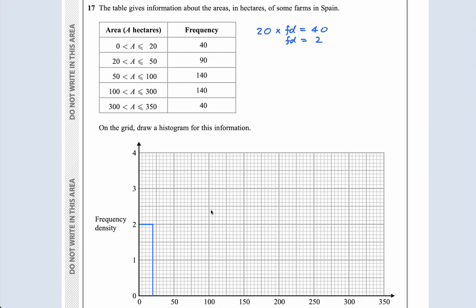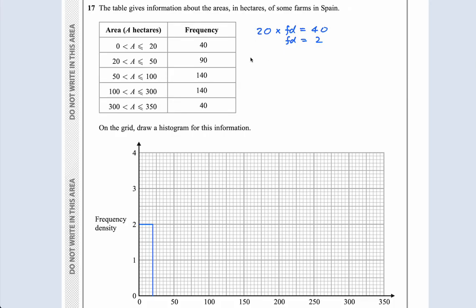And that's the first bar, because I want to go from 0 to 20, so the base has to be 20, hence I did 20. The frequency density, I didn't know what it was, but I knew that this times this had to equal 40, because now I have an area of 40 in here. It's not 20 little boxes, but this length is 20, this length is 2, so that area is 40, and that gives me the frequency.